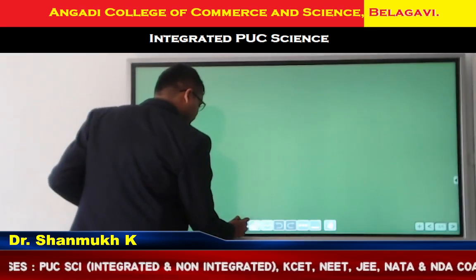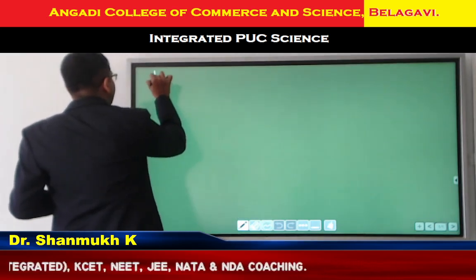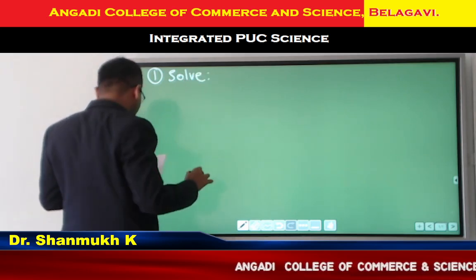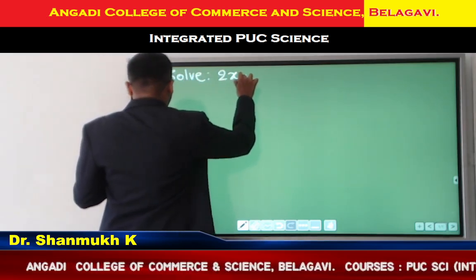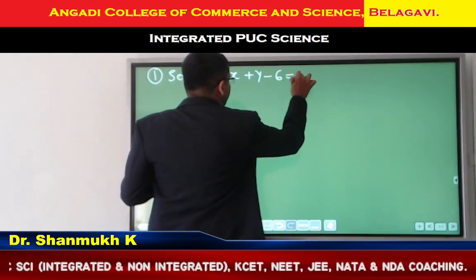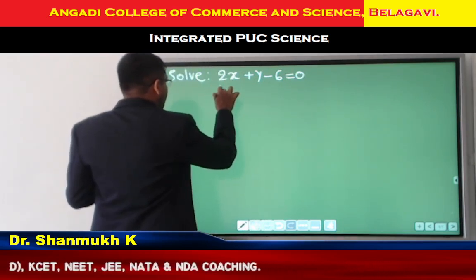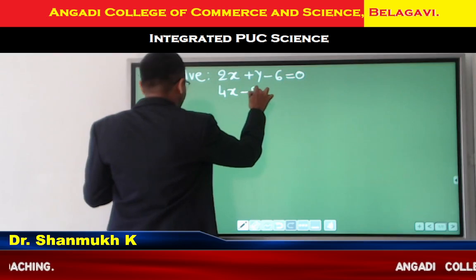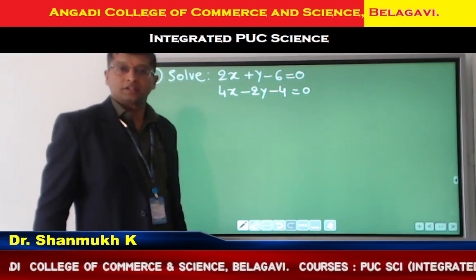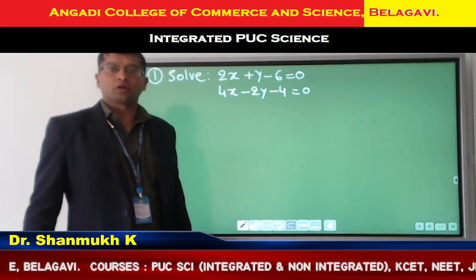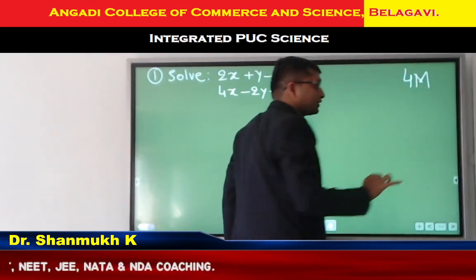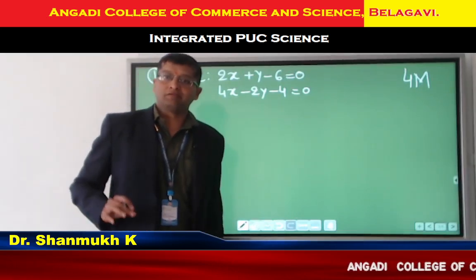Let us begin with the first example. Example number 1. Solve graphically: 2x plus y minus 6 equal to 0 is one equation, and 4x minus 2y minus 4 equal to 0 is another equation. So using the graphical method we have to solve it. This particular question will appear for 4 marks, so it is a very sure question. Let us begin with this concept.